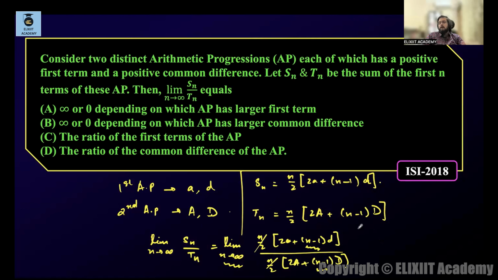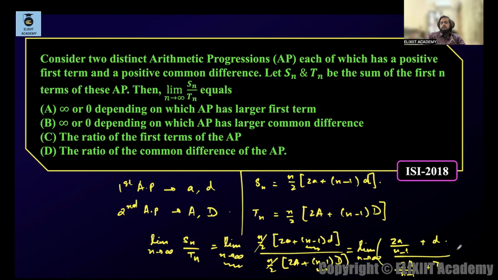How do we solve these types of questions? Whichever part is tending to infinity, it's better to divide by that part. Here n minus 1 is tending to infinity, so we divide by this n minus 1. So this becomes limit n tends to infinity of 2A upon n minus 1 plus D, divided by 2 capital A divided by n minus 1 plus capital D.